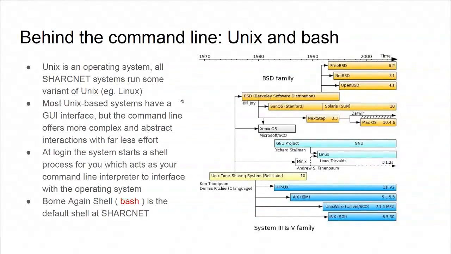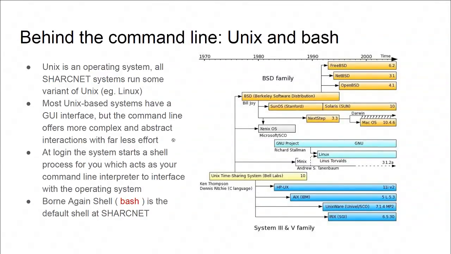So most of these Unix-based operating systems, including Linux, have a GUI, so a graphical user interface. But primarily and originally, they all started off as purely a command line interface. One of the nice things about the command line is that you can construct complex and abstract interactions with the underlying system far easier than if you were using a mouse pointer and working through a GUI.